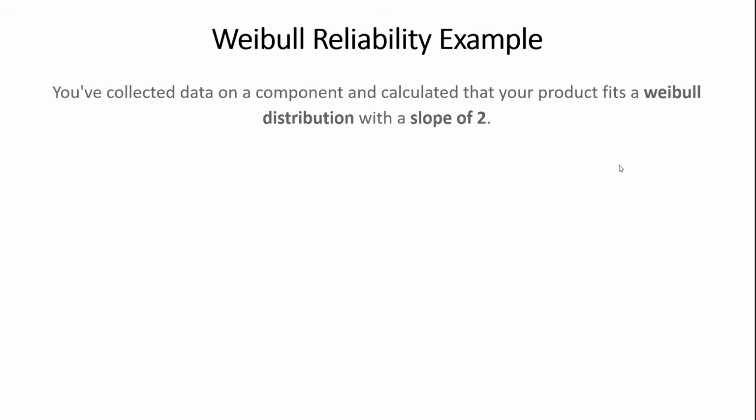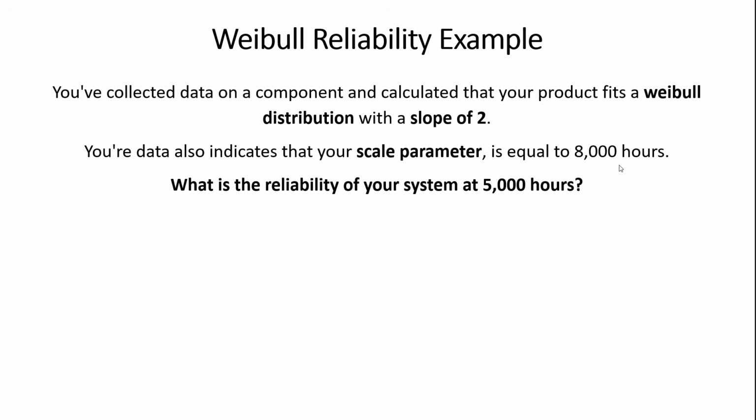Okay, let's do an example real quick of a reliability calculation using the Weibull distribution. So let's say your product fits a Weibull distribution and your data indicates that you have a slope parameter of 2. Remember that you can either call it the slope or the shape, right? That's an important parameter. Your data also indicates that your scale parameter is equal to 8,000 hours. Remember, that's your mean time to failure or your mean time between failure. What is the reliability of your system at the 5,000 hour mark?